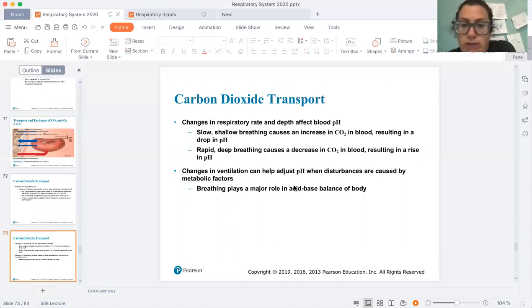And then when we change the ventilation, so we change the rate of how we're breathing and how the air is exchanged, we also can change the pH and metabolic factors.